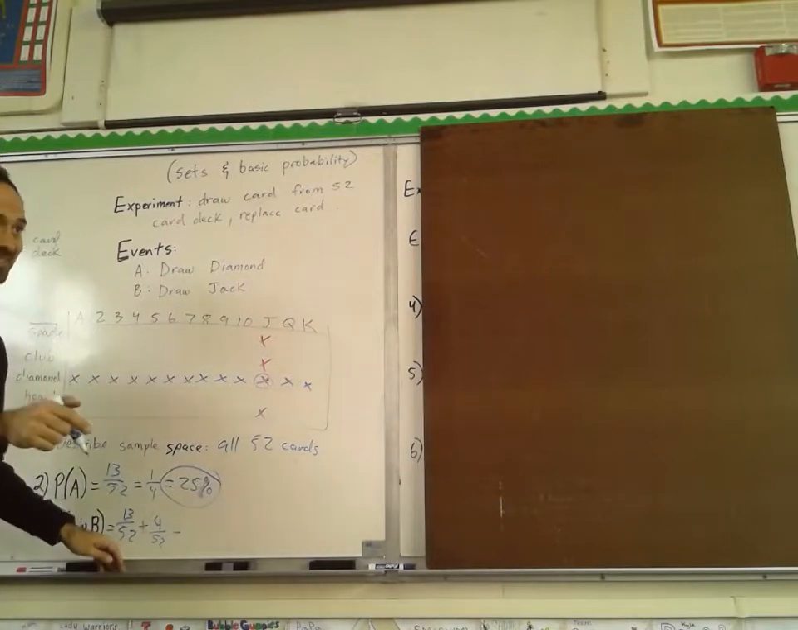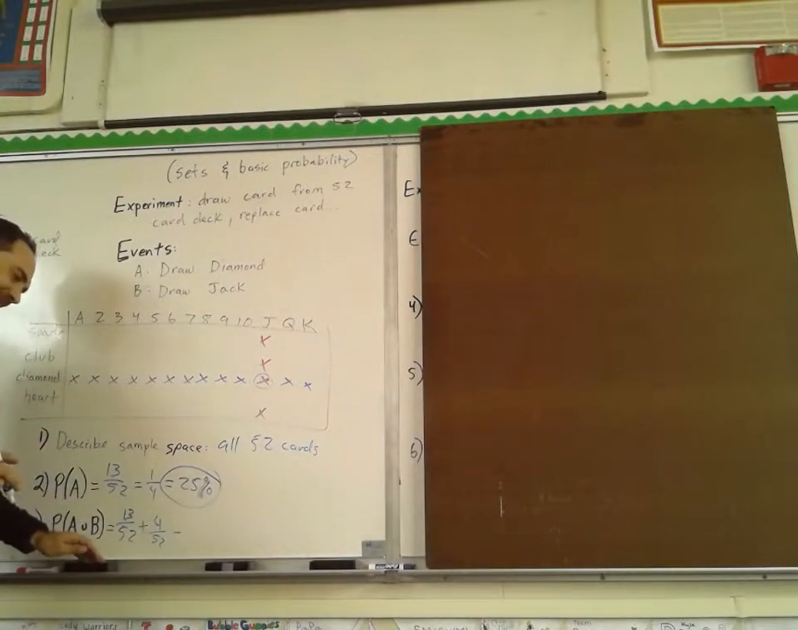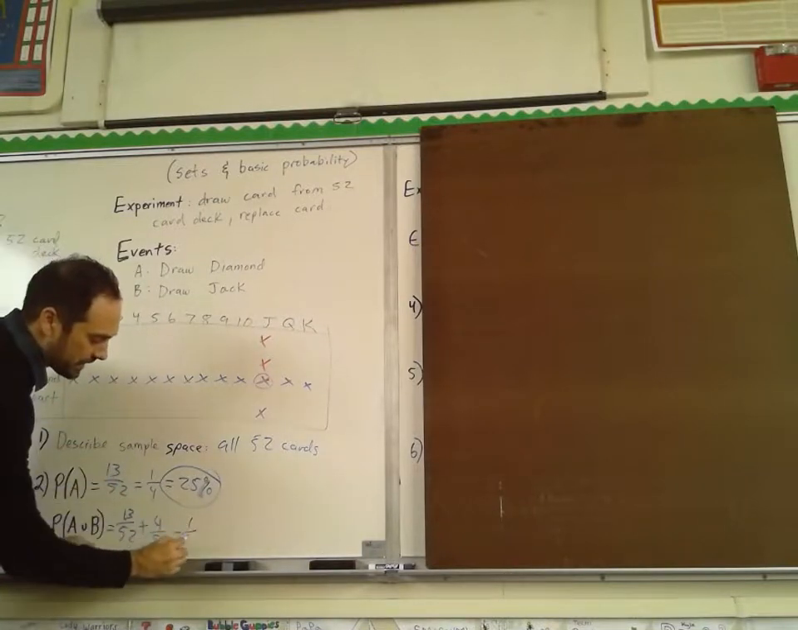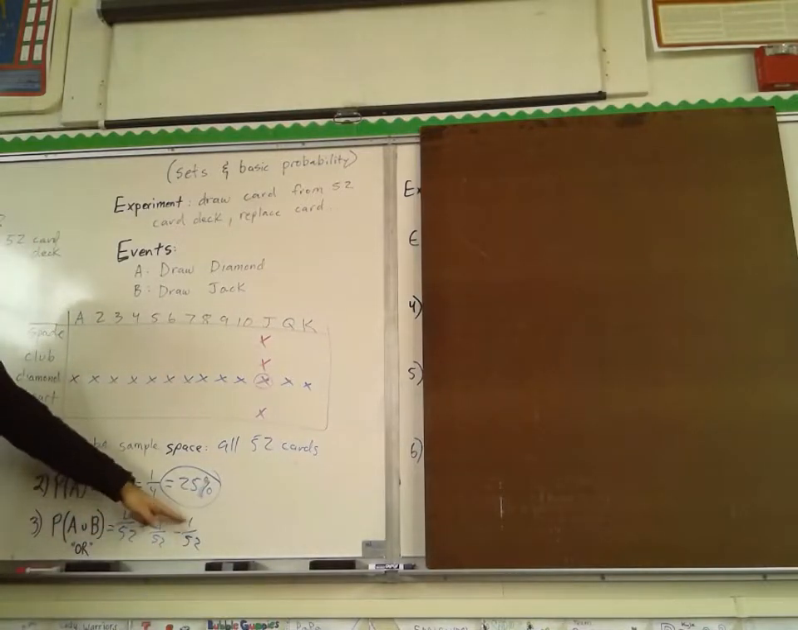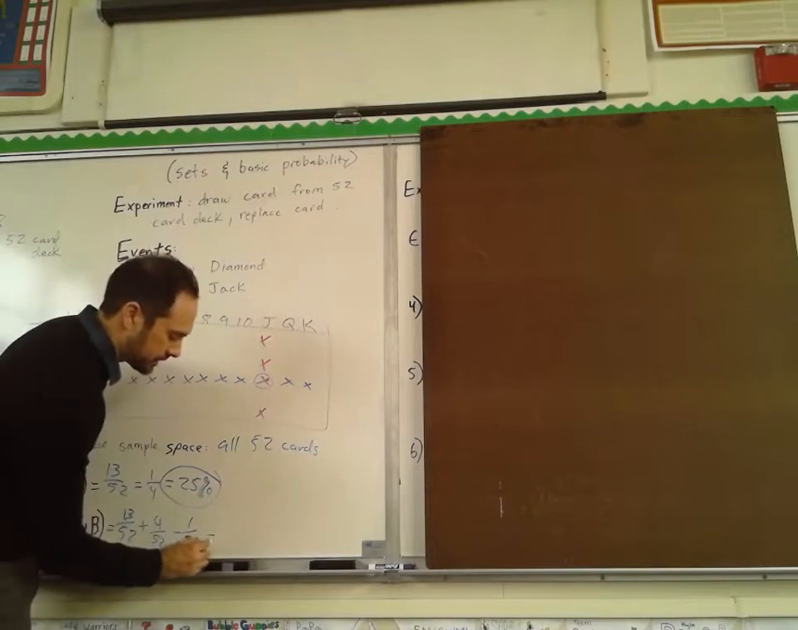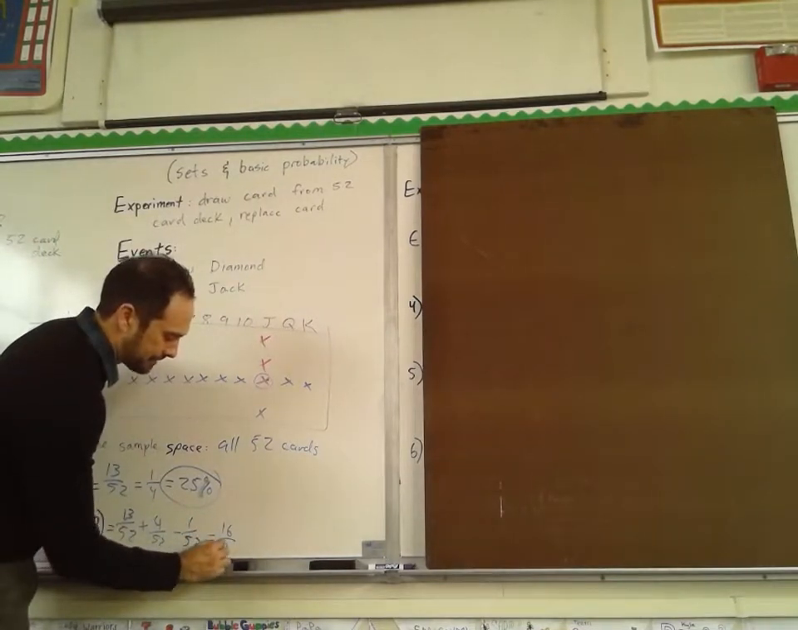Let's bring it back. How many intersection points do we have? 1. We're going to minus 1 out of 52. So it's out of 13 plus 4, 17, minus 1, 16 out of 52. What percentage is that? 30.8.